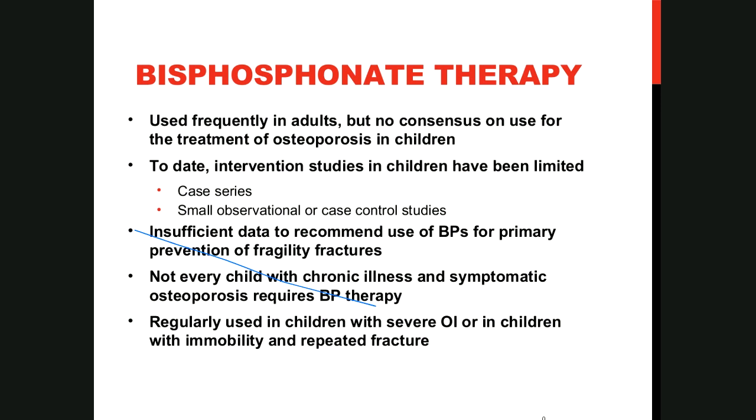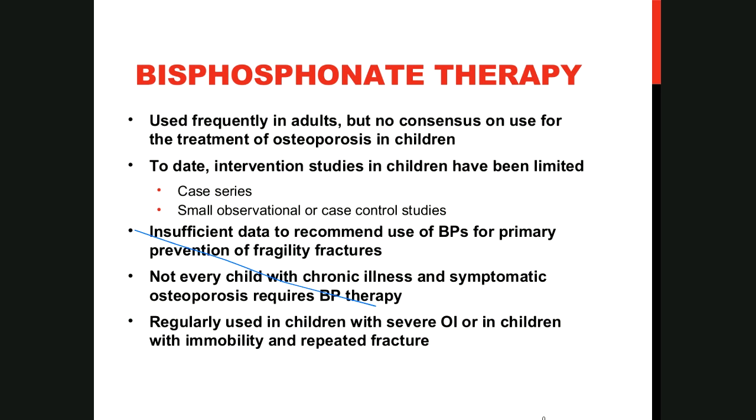But I think it's also important to remember that not every child who has a chronic illness and has risk factors for osteoporosis, or even a child with symptomatic osteoporosis, necessarily requires bisphosphonate therapy. So again, it's really going to depend on what exactly a child's underlying risk factors are, what their specific clinical presentation is, do they have vertebral fractures or not, how frequently are they fracturing, how long are they going to have these risk factors? Is it really going to be just for a brief period of time?